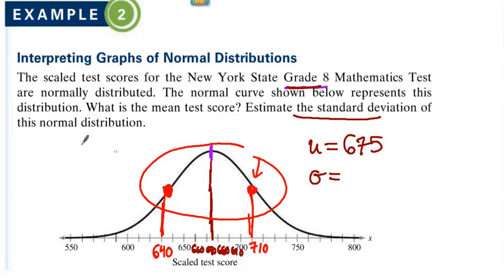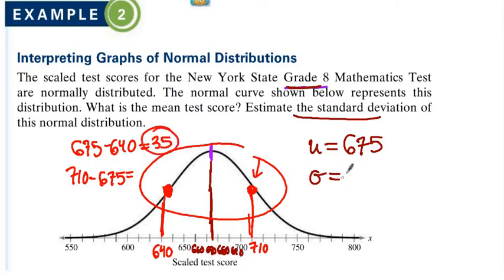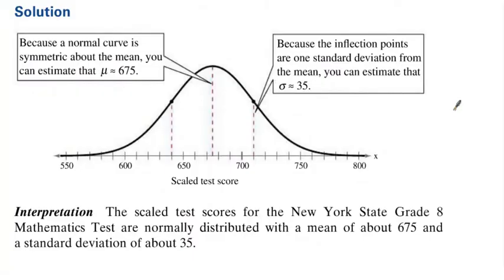So the question is how far, if you're going from 675 to 640, or from 675 to 710, what would that be? In each case it's 35. So that is a standard deviation. So the average test score is 675, and the standard deviation is 35. And let me just show you a slightly better looking picture than that. You can see it right there with the lines being shown.